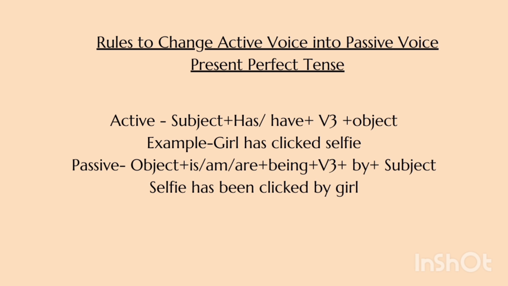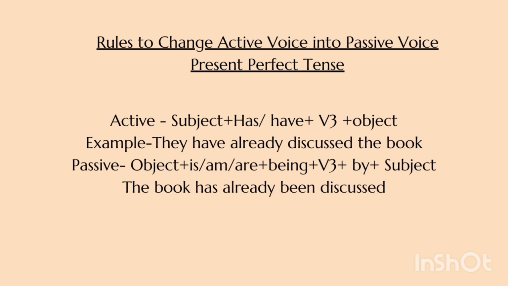Now let's change this into passive voice. What is the passive voice formula here? The object plus has or have been, third form of verb, by subject. What is the object? Selfie. The selfie has been clicked by the girl. So if we change the sentence, the girl has clicked the selfie, into passive voice, it becomes: the selfie has been clicked by the girl.